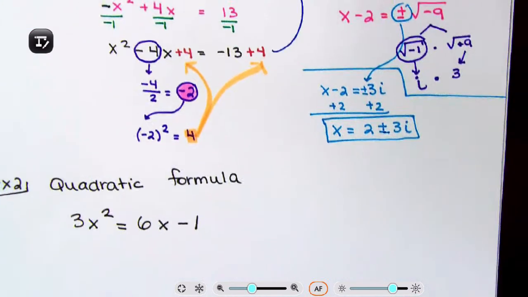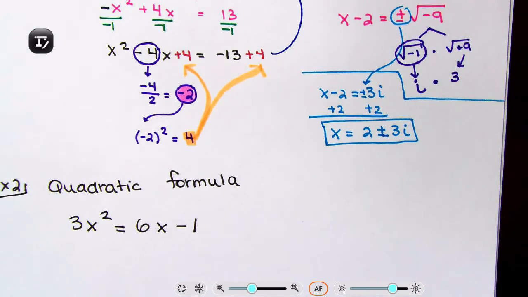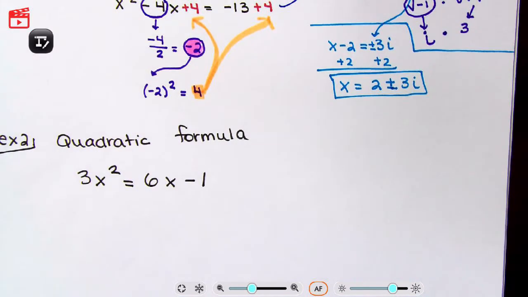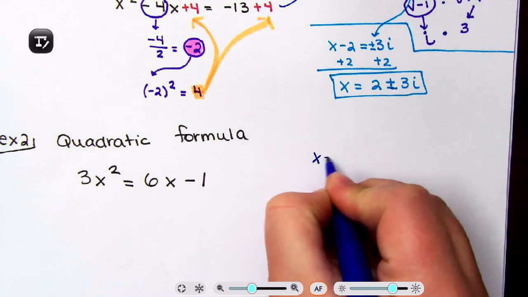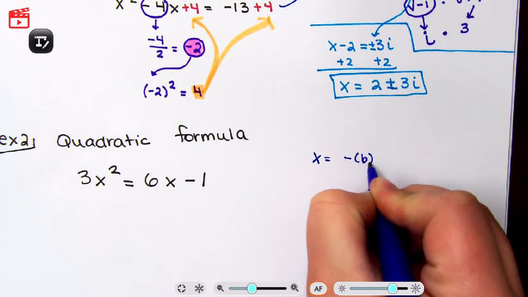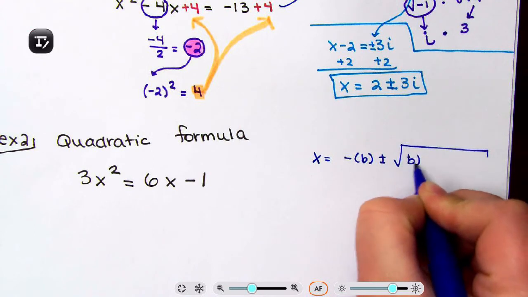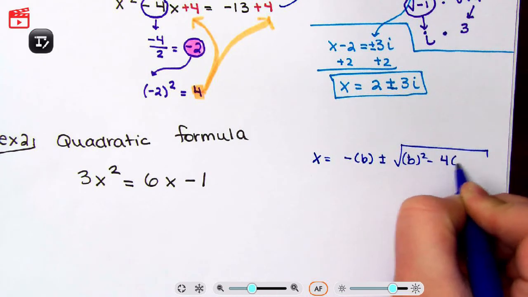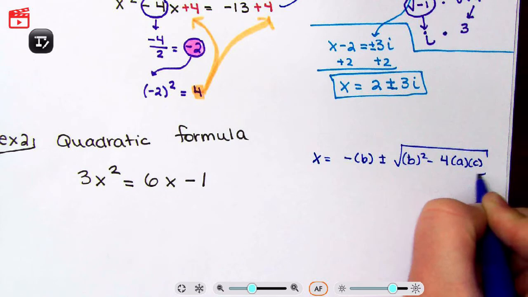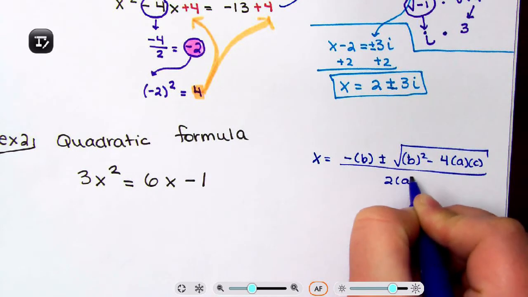Moving on to the quadratic formula, you must have the quadratic formula memorized at this point in my class. So just in case you don't, let's write it out one more time. We have x equals negative b plus or minus the square root of b squared minus 4 times a times c, divided by 2 times a.